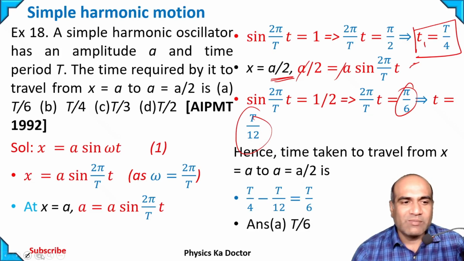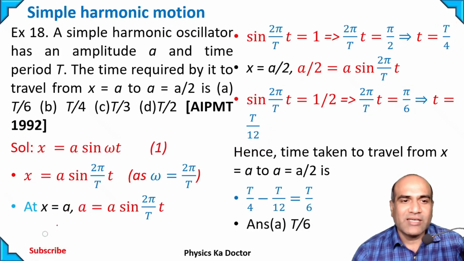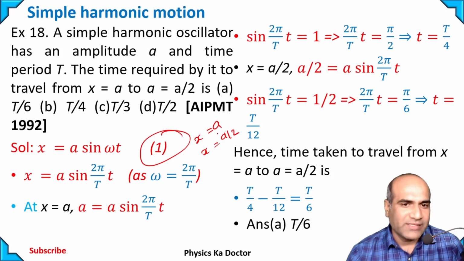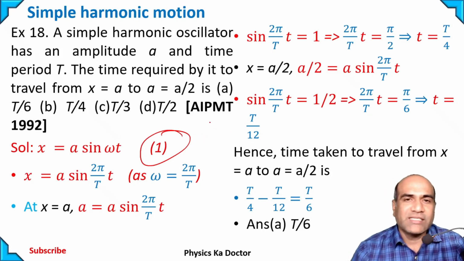Answer is T by 6. Ultimately, we are simply putting the value of x is equal to A for the first condition, and for the second x is equal to A by 2, and we are equating these equations. Nothing else. It is very simple.